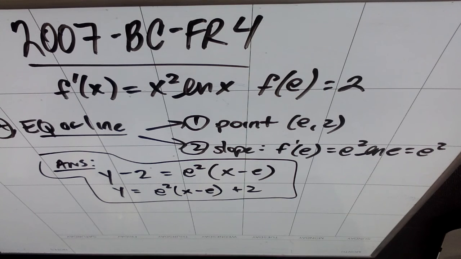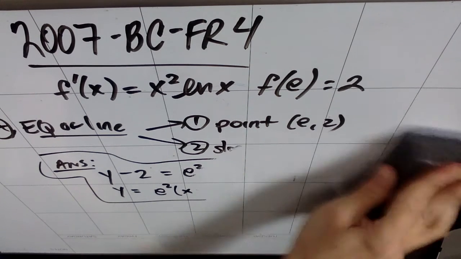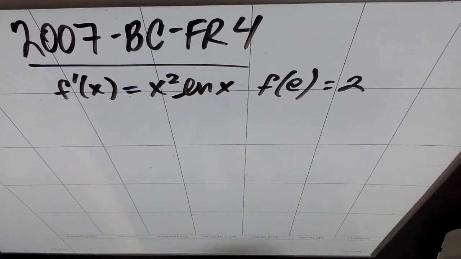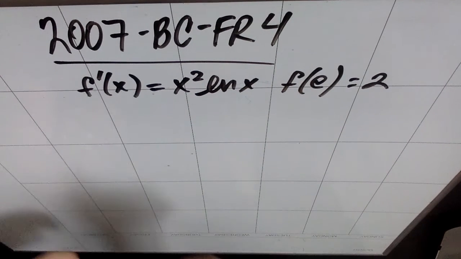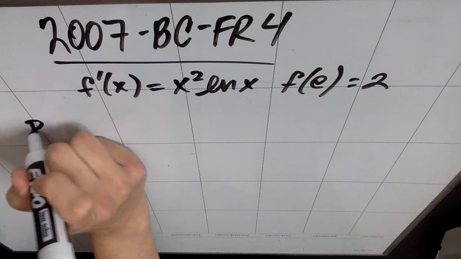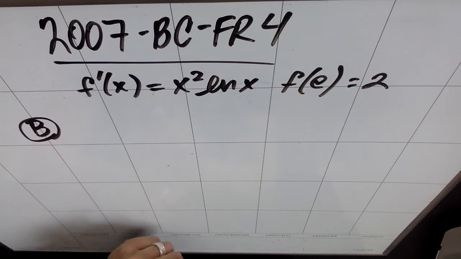Cool. Part B. Is the graph of f concave up or concave down on the interval from 1 to 3? Give a reason for your answer. So when you hear concavity, I'm hoping that your brain jumps to the second derivative. So you're going to have to derive this. When we differentiate, we're going to get f double prime, and that's what we use to figure out if something is concave up or concave down.